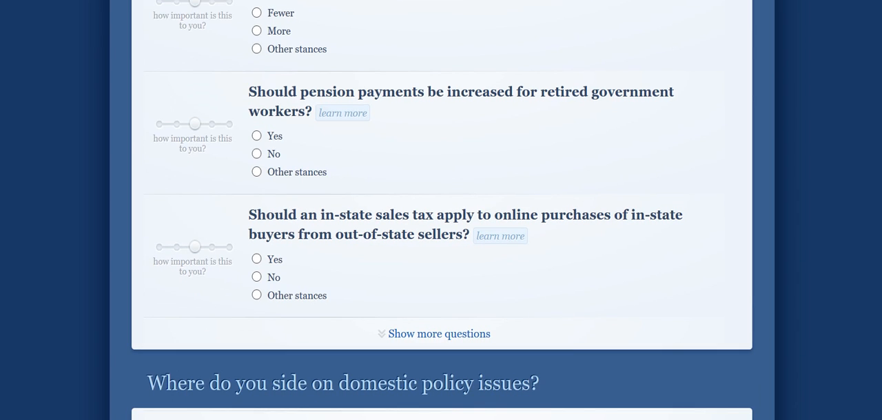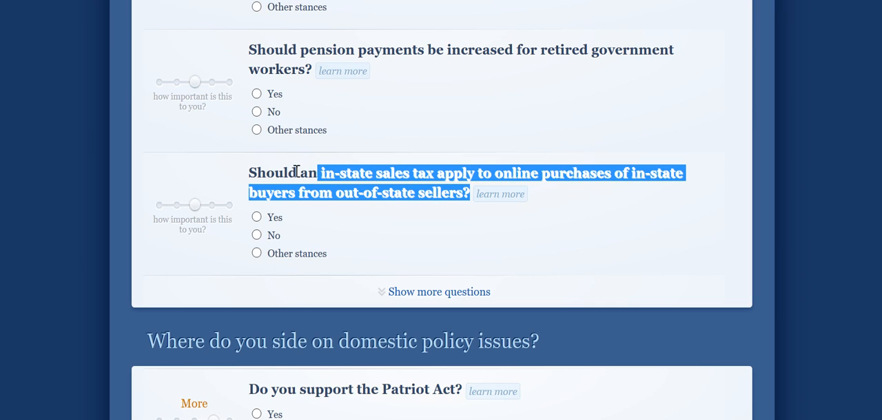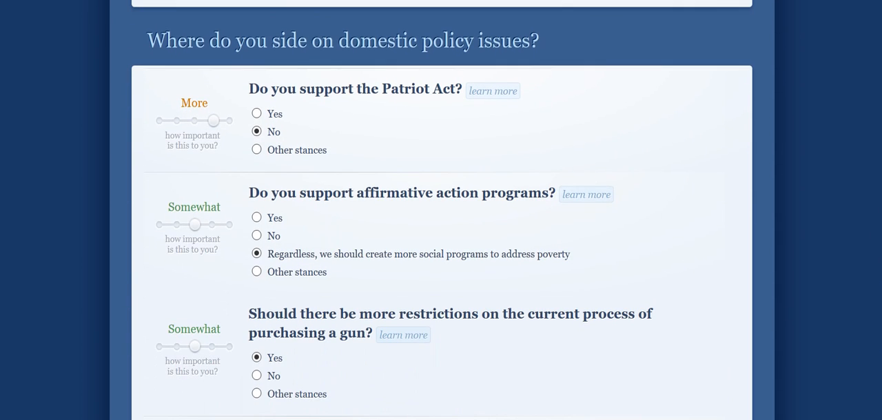Should an in-state sales tax apply? I left that one blank because I just didn't even get it. Listen, look at this question. What a silly question. Should an in-state sales tax apply to online purchases of in-state buyers from out-of-state sellers? Huh? That's my answer. All right, where do you side on domestic policy issues?